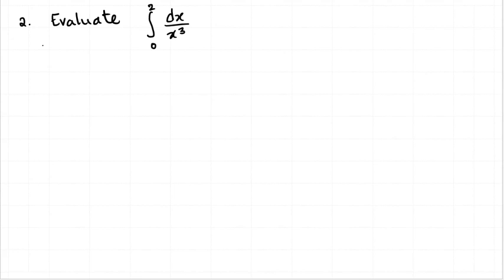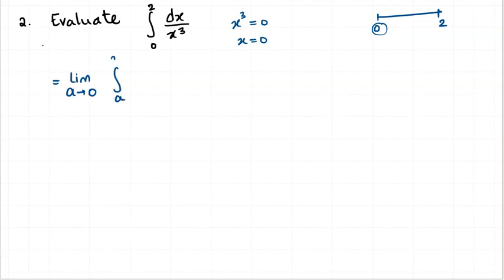Let's see how do we answer if we have this question. So again, first you have to check is it improper integral or not. So your limit of integration is from 0 to 2. Interval of integration is from 0 to 2. And when you put x power 3 to 0, you get x equal to 0. So it is unbounded at 0. So again, rewriting it as limit a approaches to 0, integral a to 2 dx over x power 3.